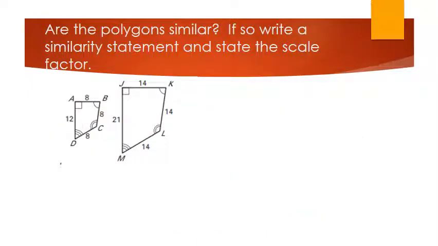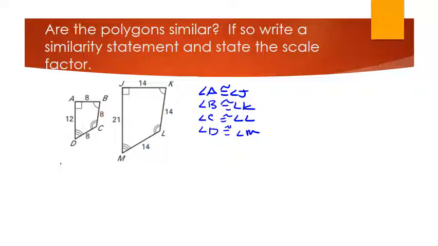All right, so are these polygons similar? If so, we want to write a similarity statement and state the scale factor. So if I look, I have A congruent to J. I've got B congruent to K. I have angle C congruent to angle L. And I have angle D congruent to angle M. So far we're good. All right, all 4 of my angles are congruent.